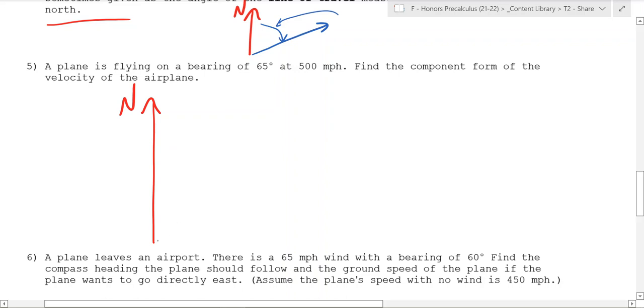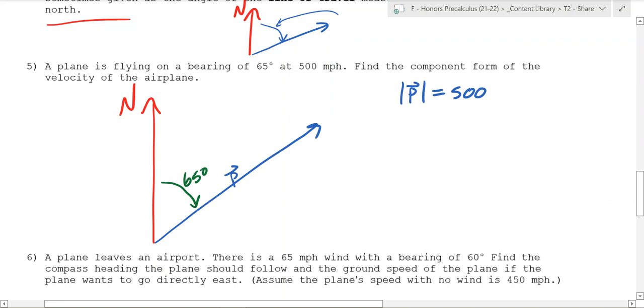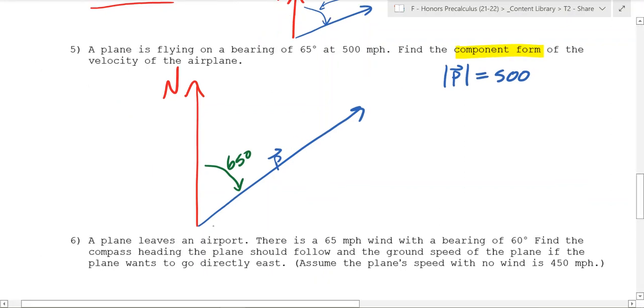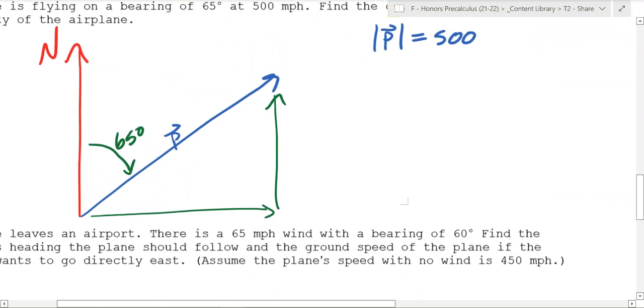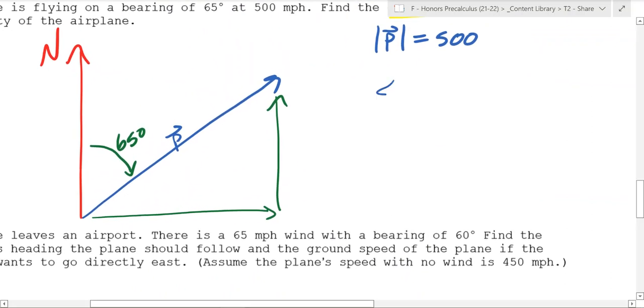So I could ask this question. A plane is flying on a bearing of 65 degrees at 500 miles an hour. So due north is this direction. 65 degrees from there is about, let's say, this angle right here. But we're going to label it. That means that this angle right here is 65 degrees. And we'll call this the plane vector. We know that the plane vector's magnitude is 500 miles per hour. Now it asks to find the component form of the velocity of the airplane.